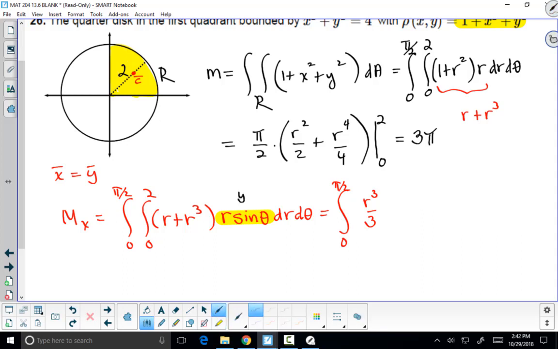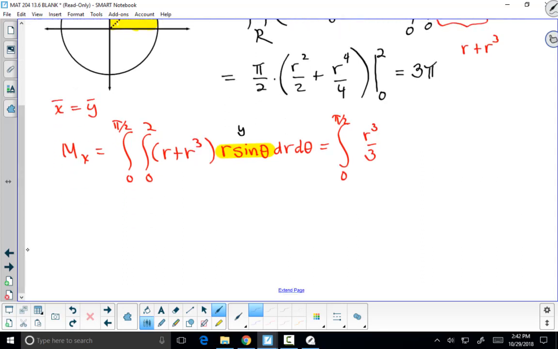Oh, and then we still need the Jacobian of turning into polar. Yes. Right, we still have the r, the Jacobian, from converting to polar. Okay, so then when we distribute that r, we get r squared, which is r cubed over 3. When we distribute the r, that's r to the 4th, so that's r to the 5th over 5. Sine of theta is coming along for the ride. We're going to integrate 0 to 2 there, and we have a d theta.